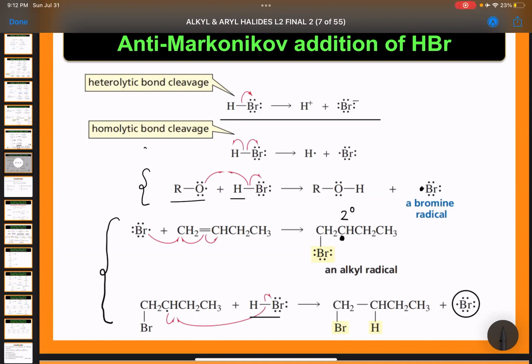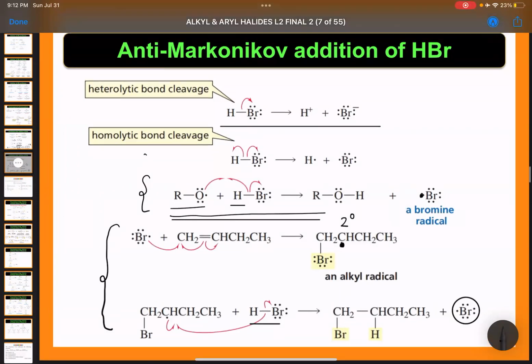The reason is this step. You can write for HF and HCl, the bond is stronger, because halogens are smaller, their bonds are shorter, and they are stronger. So they can't be abstracted easily by the peroxide.